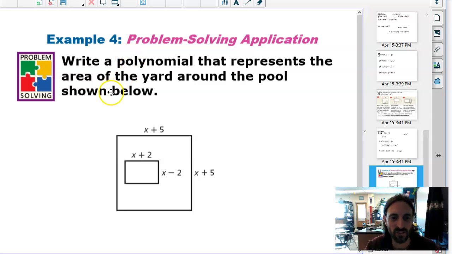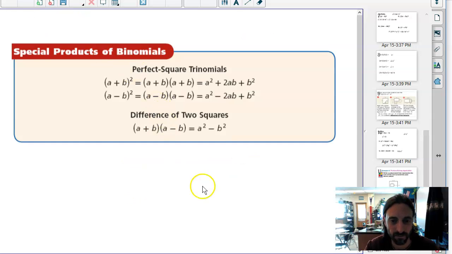I'm not going to go into this example right now, but write a polynomial that represents the area of the yard around the pool. Really what I'm doing is I'm going to subtract this piece from the bigger piece. So this is the difference of squares. It would be x squared minus 4 as the area of that. This one here would be x squared plus 2 times x times 5, 10x, plus 25. And I could actually subtract those and do the math and figure it all out.